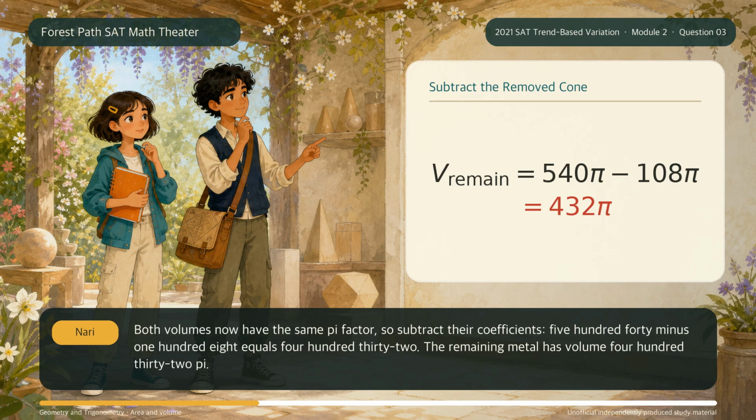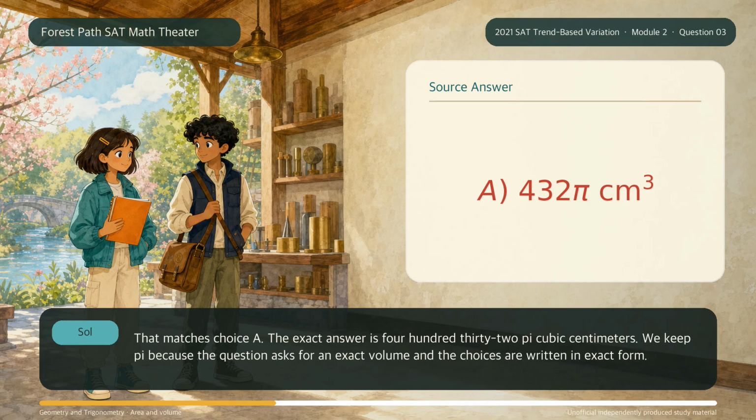Both volumes now have the same pi factor, so subtract their coefficients. 540 minus 108 equals 432. The remaining metal has volume 432 pi. That matches choice A. The exact answer is 432 pi cubic centimeters. We keep pi because the question asks for an exact volume, and the choices are written in exact form.